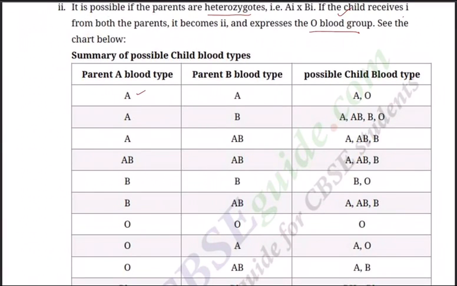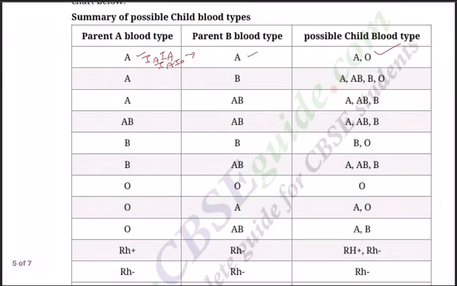Like the chart, we can see parent A, blood type A, parent B, blood type A, and then the genotype. In fact, what is missing here is the genotype. You should write that when it is A, then it has to be IA or i. Two choices are there. Similarly, in this case, if it is i, then blood group O is also very much possible.